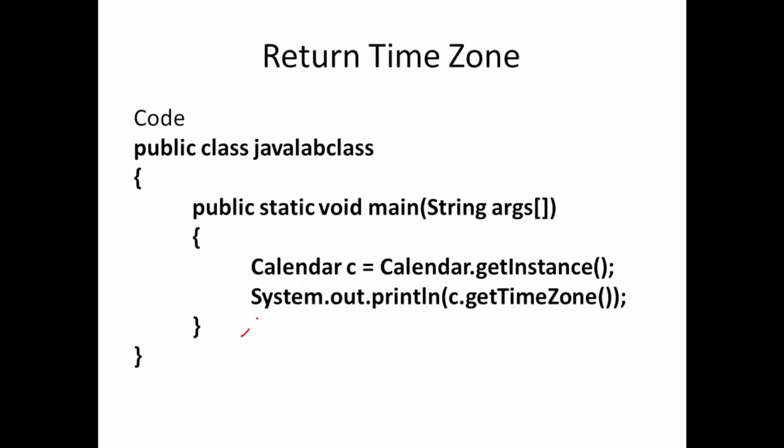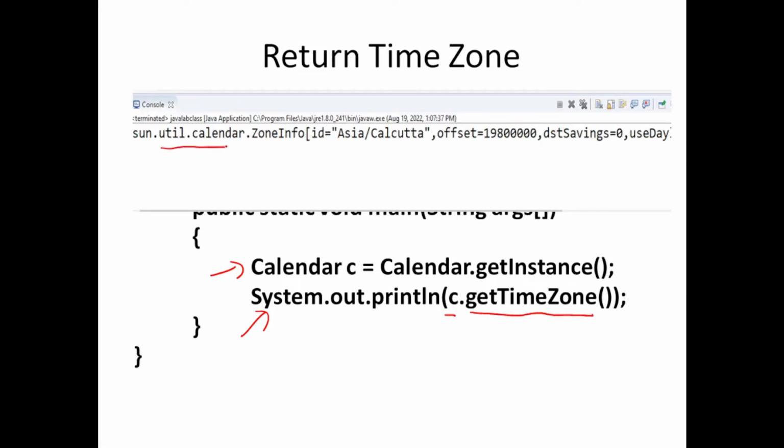And you want to know the time zone. So you can create the calendar instance and you have to invoke this method, that is get time zone, and you'll be able to see the time zone that you are currently mapped onto.